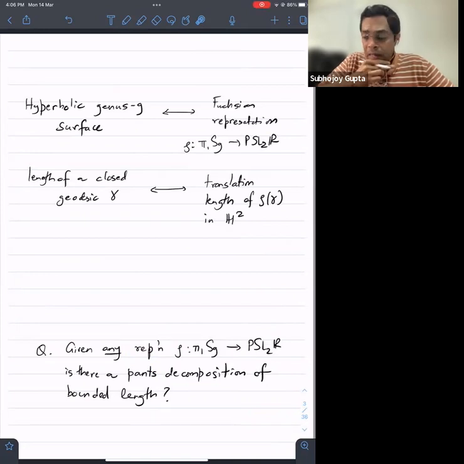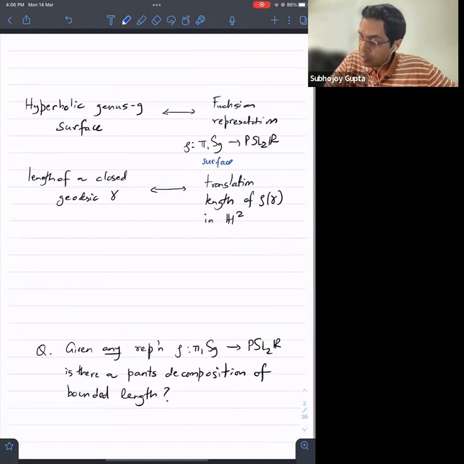Okay, so that's something that just to recall, and you can frame this entirely in terms of representations, slightly more algebraically. So instead of a hyperbolic surface, you can talk of a Fuchsian representation, or a discrete faithful representation of the fundamental group of a surface, which is the surface group. In this case, it's a closed surface group into PSL(2,R). And the length of a closed geodesic, you can also think of in terms of this element of PSL(2,R), this matrix, as the translation length of that matrix rho of gamma in H2.